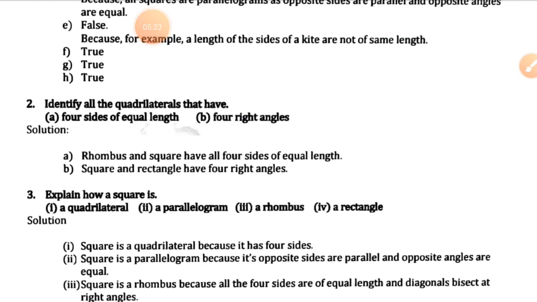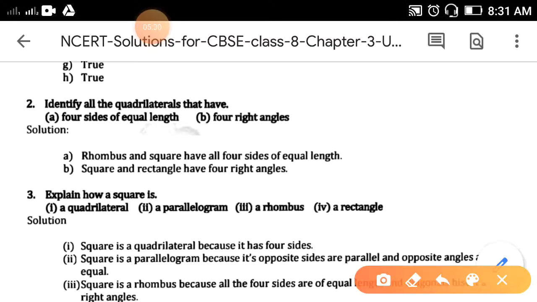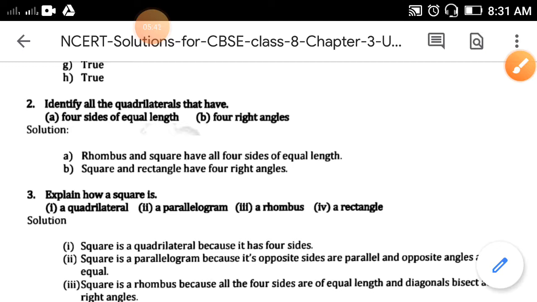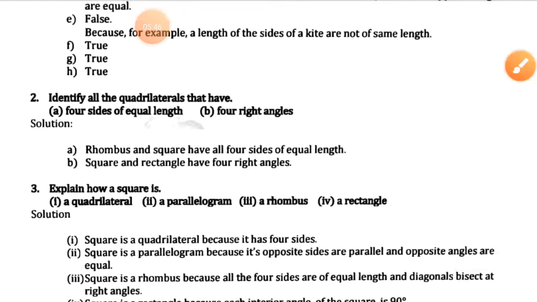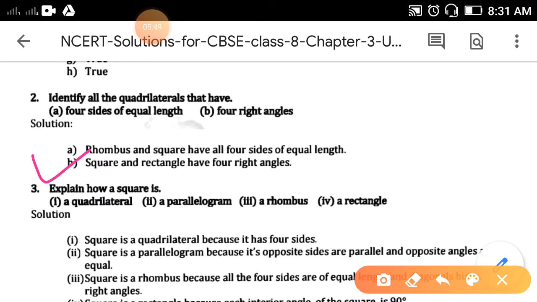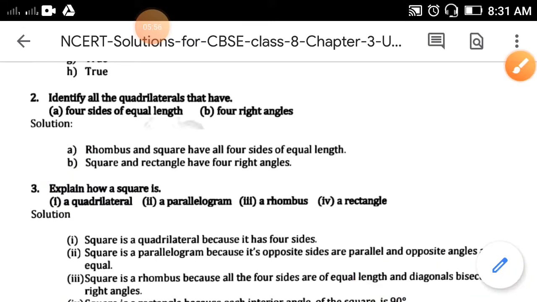Question number 2. Identify all the quadrilaterals that have 4 sides of equal length. So what are they? Rhombus and square. In a rhombus all 4 sides are the same, and in a square also all 4 sides are the same. Second one, 4 right angles. So only 2 quadrilaterals are there. Square and rectangle have 4 right angles, 90-degree angles.